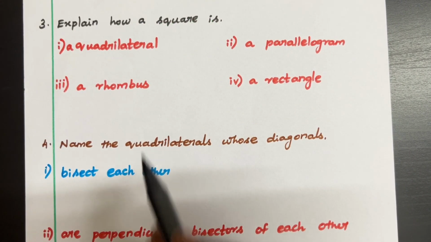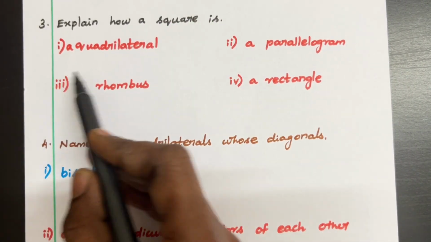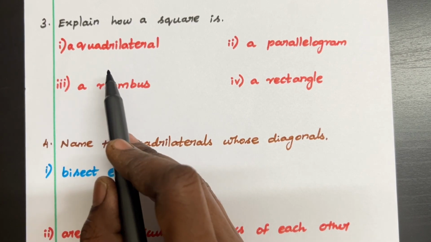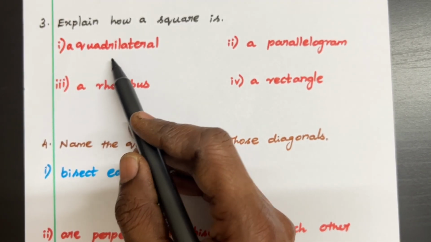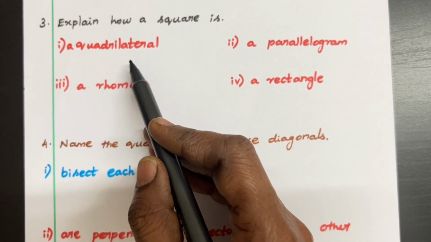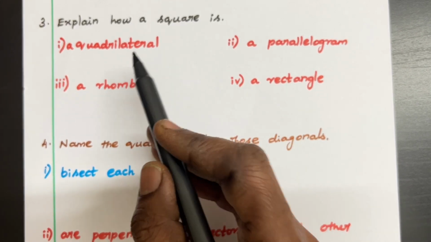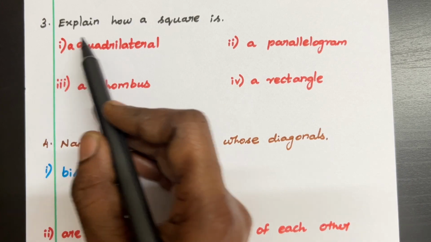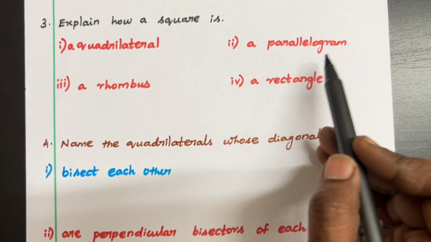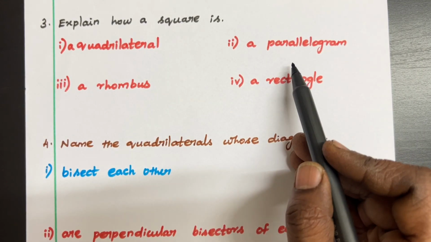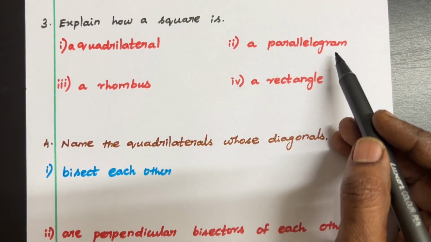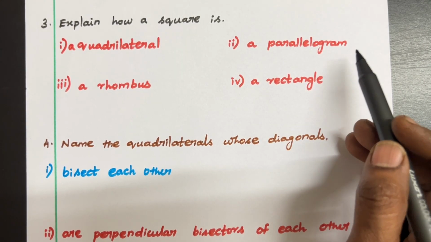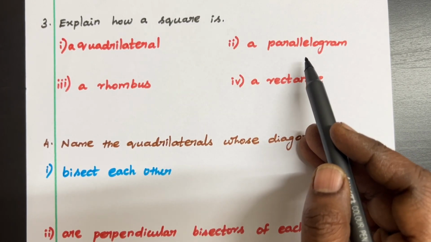Third question. Explain how a square is a quadrilateral. Of course, it is a quadrilateral. A square is four-sided, so it is a quadrilateral. Quadrilateral means it must have four sides. Explain how a square is a parallelogram. The square satisfies the parallelogram properties also. In a square, opposite sides are parallel and equal. So, a square is a parallelogram.